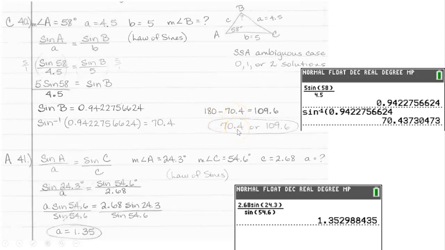So 180 minus the 70.4 gave us 109.6. So both of those are potential answers. The way that I know whether they are both actual answers is I have to go back and look at my triangle and see if angle B is 109.6, the given was that angle A was 58. Can those exist in the same triangle? And yes, they can. So that means that it is also a possibility.